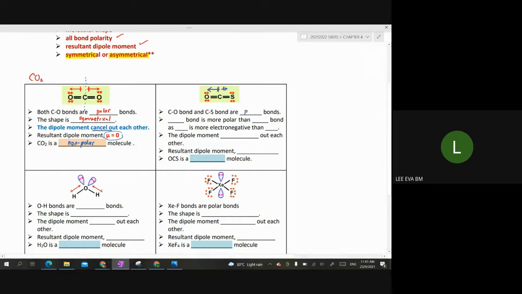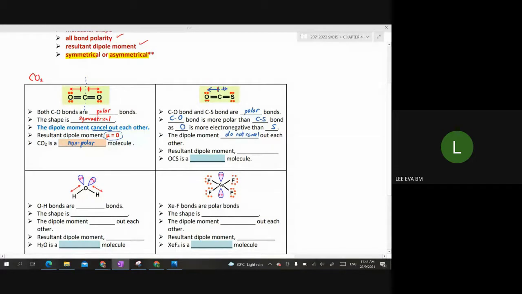But both of these bonds are polar. Okay, but which bond is more polar than the other? CS bond more polar or CO bond more polar? CO bond is more polar than CS bond, because oxygen is more electronegative than sulfur. So can the dipole moment cancel out each other? Cannot. So the dipole moments do not cancel out each other.